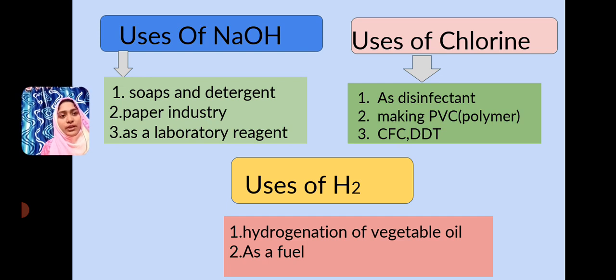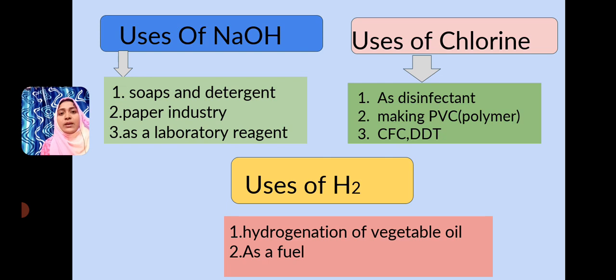Uses of chlorine: it is used as a disinfectant. What do you mean by disinfectant? Which kills bacteria is called a disinfectant. The best example which you have come across in your daily life is the chlorine water in a swimming pool, where they clean the water with the help of chlorine. So it is very useful in cleansing the water.